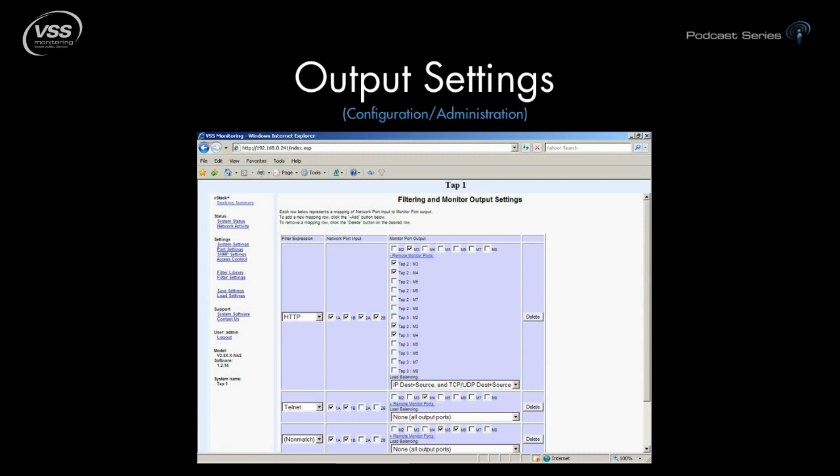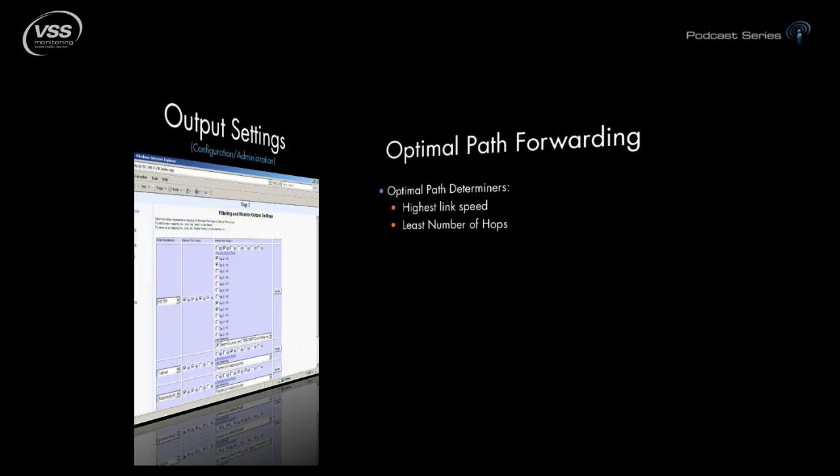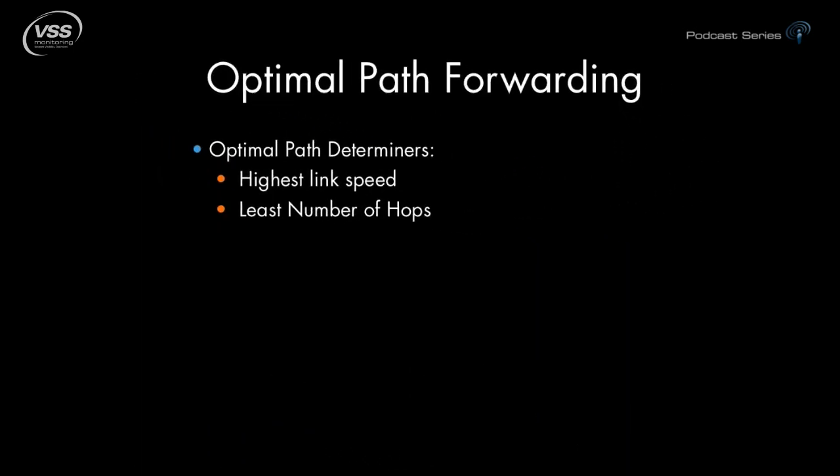You can see that the topologies are irrelevant, and however those taps are connected to each other, it will automatically detect those links and use the best possible path for each link. So there's some optimal path determinations that do take place in vStack Plus. Obviously, highest link speed takes a high priority, and the least number of hops also is considered.